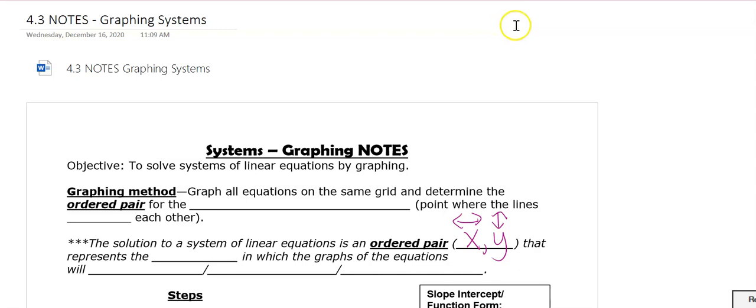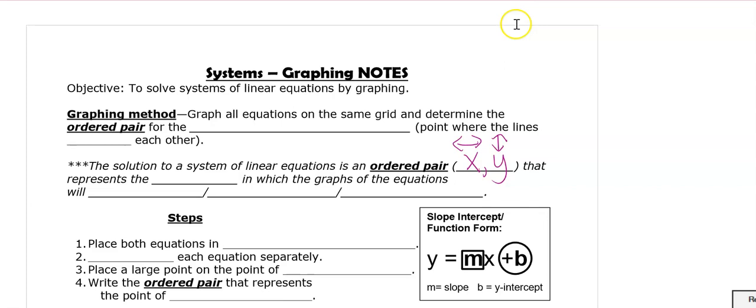Graphing systems notes. Objective: to solve systems of linear equations by graphing. The graphing method. So we've written the equations, now we're going to start graphing them. Graph all equations on the same grid and determine the ordered pair for the point of intersection. So what we're doing now is we're going to graph two lines and see where they intersect. This is the point where the lines cross each other. So we're going to have 2 points and find out where they cross.